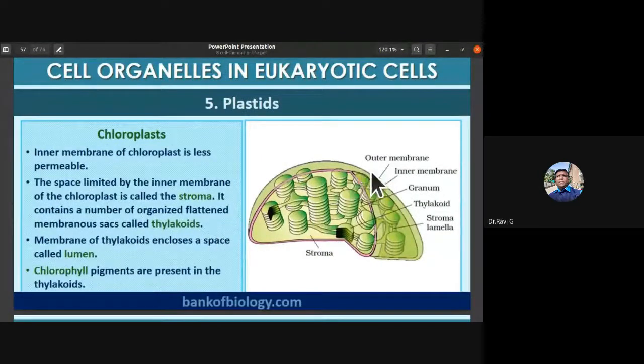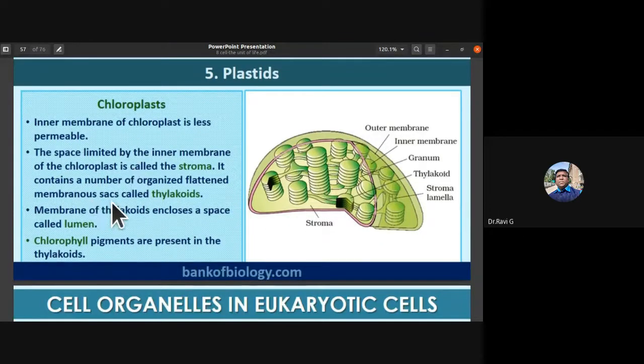They have two membranes, the outer membrane and the inner membrane. The inner membrane of the chloroplast is less permeable. The space found within the inner membrane of the chloroplast, we call it the stroma. In mitochondria, we call it the matrix. Here we call it the stroma.